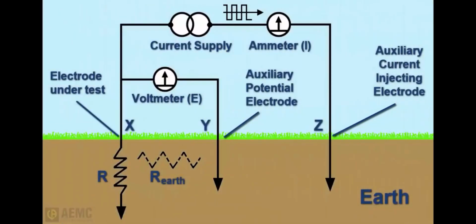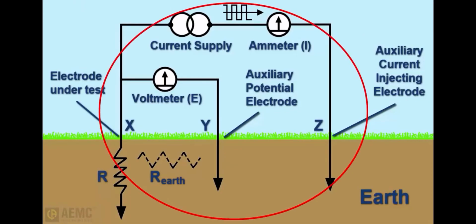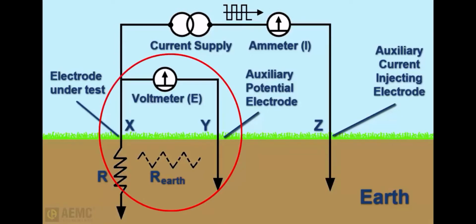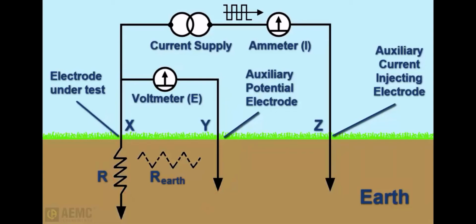The diagram shown on the screen illustrates the internal circuitry of a standard fall of potential tester. Packaged inside a typical instrument are two independent circuits. One circuit is a constant current generator, the other a high impedance voltmeter that measures the voltage drop and then calculates and displays resistance. By inserting auxiliary electrodes into the earth at certain distances from the electrode under test and then connecting them to the instrument, the operator sets up a bridge circuit within the earth.